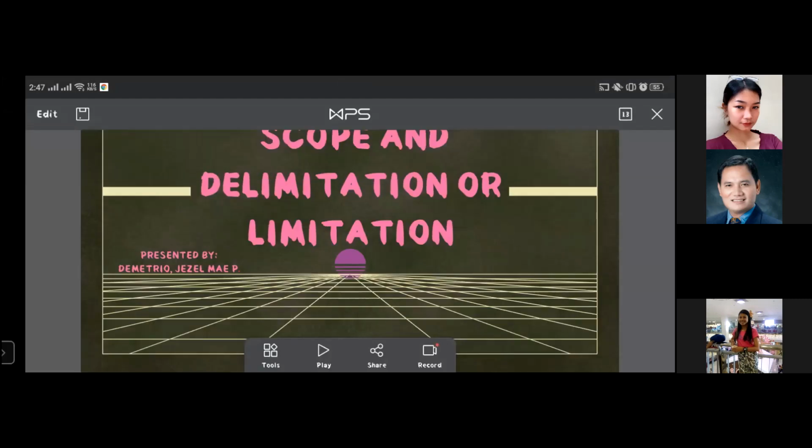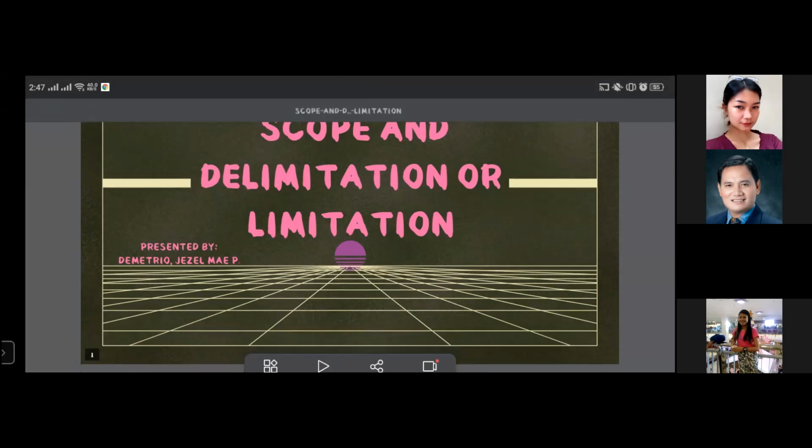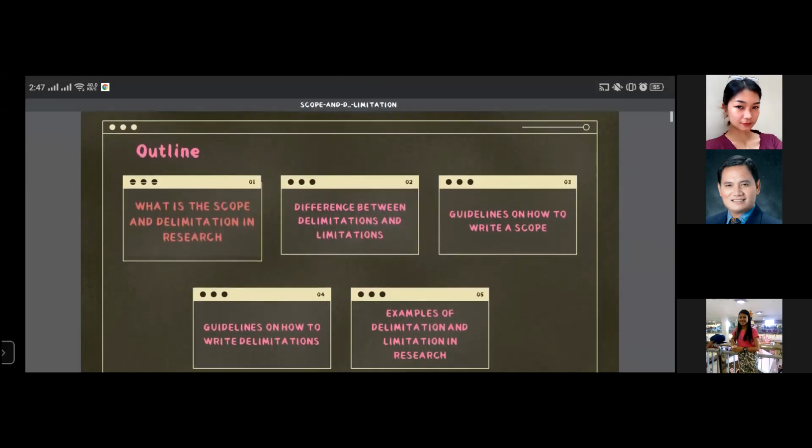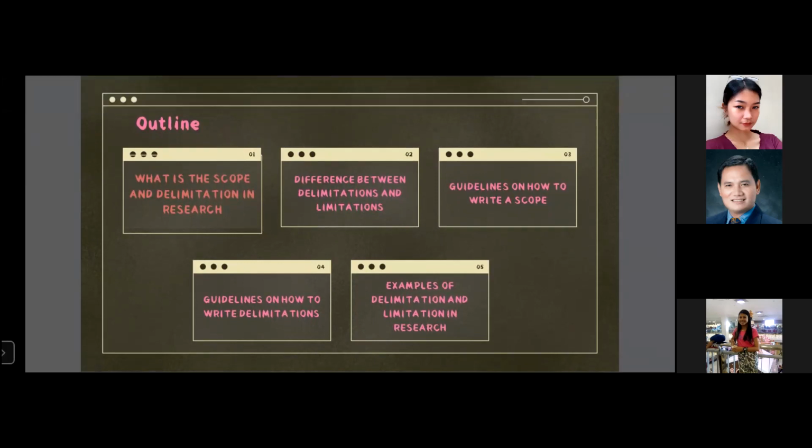So good afternoon po ulit. So my topic is scope and delimitation or limitation. So here's my topic outline. What is the scope and delimitation in research? Difference between delimitations and limitations. Guidelines on how to write a scope. Guidelines on how to write delimitations, and lastly, examples of delimitation and limitation in research.